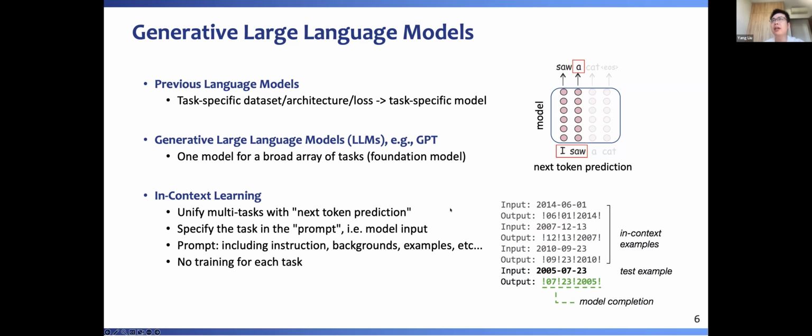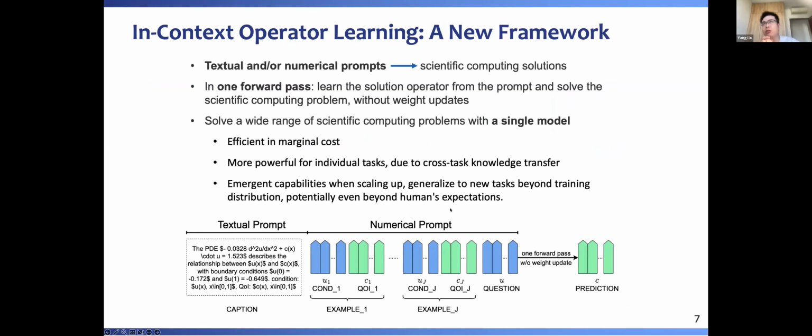Inspired by large language models, we propose in-context operator learning, which is a new framework for scientific problems. The idea is that we want to map textual or numerical prompts to scientific computing solutions. In one forward pass, we can learn the solution operator from the prompt and solve the scientific computing problems without weight updates. And we can solve a wide range of scientific computing problems with a single model.